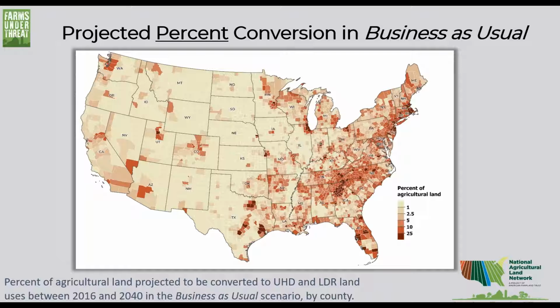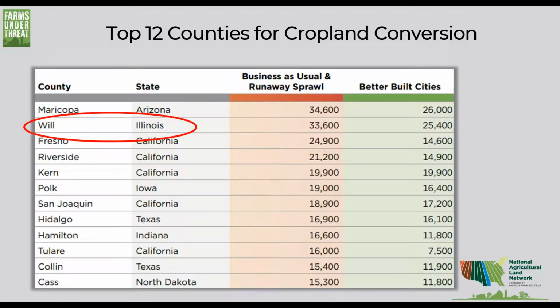So you saw these darker red counties on this map. This next one shows that, in fact, one of these counties, Will County, is in the top 12 counties in the country that is projected to lose the most cropland acreage. Our projections show total ag land conversion at Will County at over 58,000 acres, of which 33,600 are likely to be cropland acres. This amounts to the 58,000 acres is about 20% of the county's total farm ground.